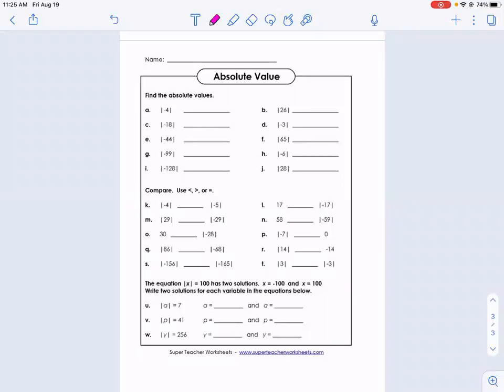Absolute value is always going to change it to be positive.